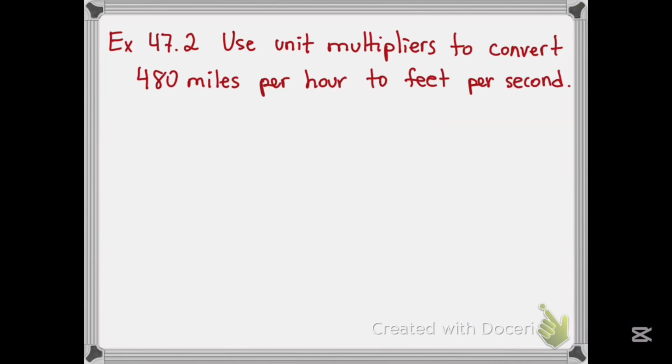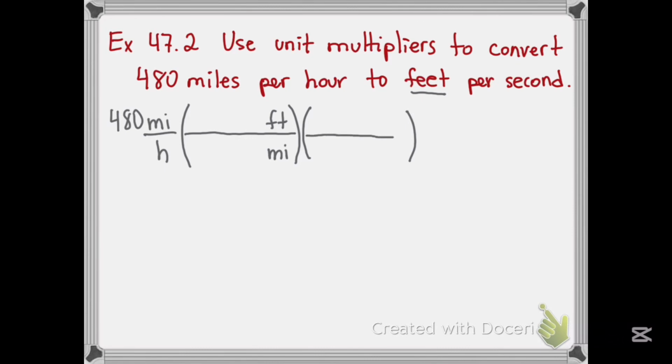Let's look at the second example. It says use unit multipliers to convert 480 miles per hour to feet per second. So we open a parenthesis, and again we're going to start with miles. So we put miles on the bottom and feet on the top. And notice we already made it to where we want, feet. So now we do hours. So 1 hour and seconds.